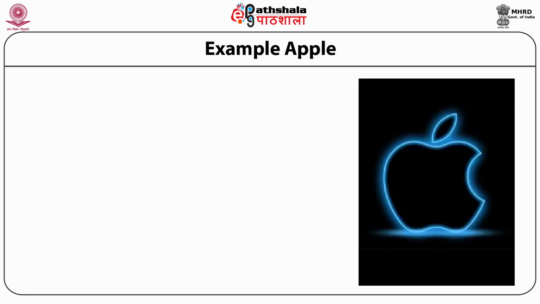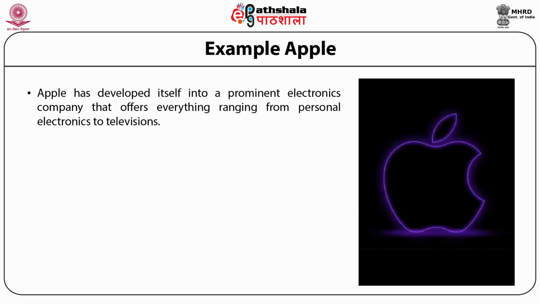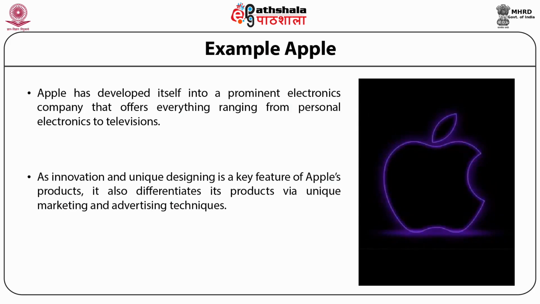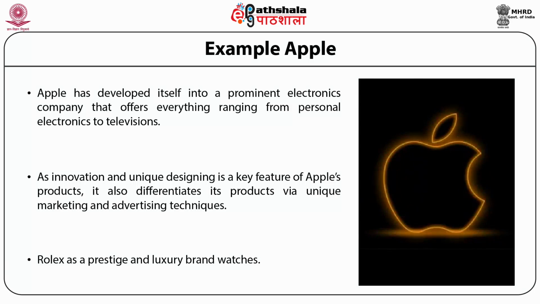This is an excellent example from Apple. Apple has developed itself into a prominent electronics company that offers everything ranging from personal electronics to television. As innovation and unique designing is a key feature of Apple's products, it also differentiates its products via unique marketing and advertising techniques. And this is how Apple maintains differentiation across its genre in the industry. Rolex, as a prestigious and luxury watch brand, maintains its differentiation as a brand that caters to luxury customers, and buying Rolex is a matter of prestige for the customers.